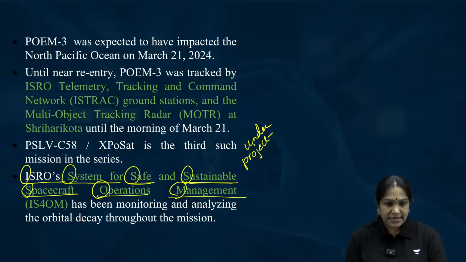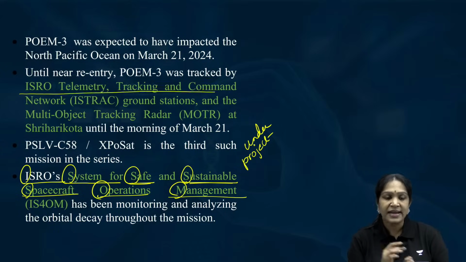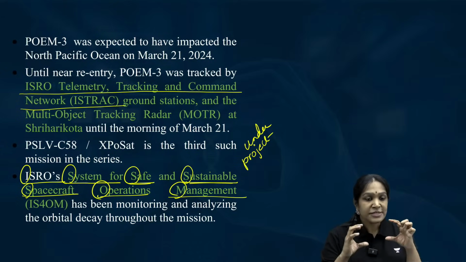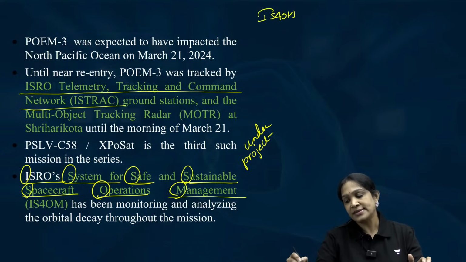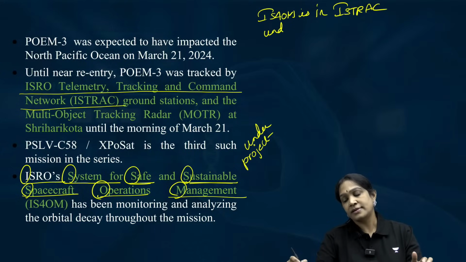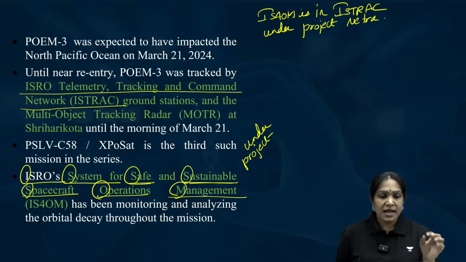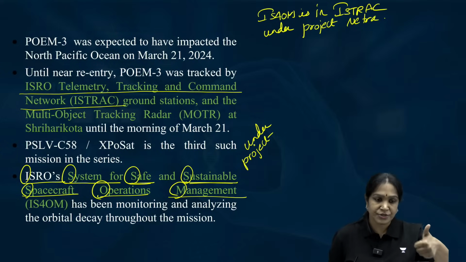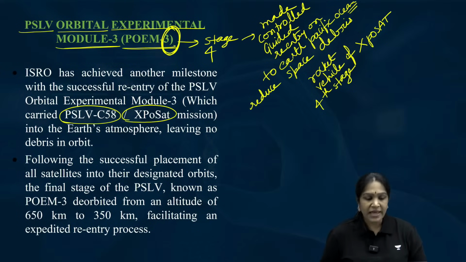This is in the ISTRAC, that is ISRO Telemetry Tracking and Command Network. It means IS4OM is in the ISTRAC, and it is under the Project NETRA. Is it clear? That information is very important. IS4OM is in the ISTRAC, and they both are under the Project NETRA. Now let us read the question.